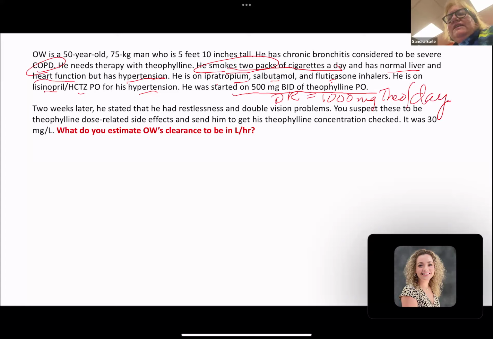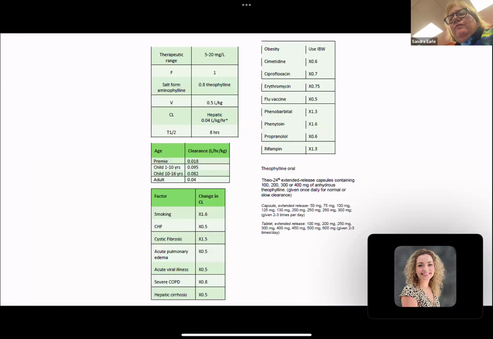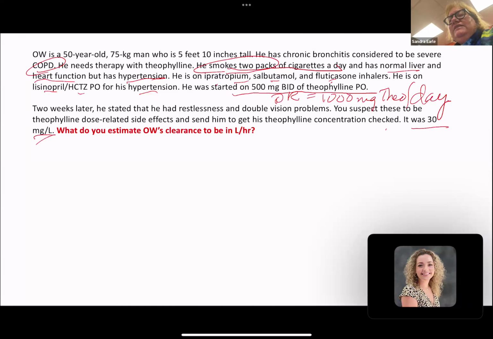Two weeks later, he stated that he has restlessness and double vision problems. So you suspect these to be theophylline dose-related side effects and send him to get his theophylline concentration checked. It was 30 milligrams per liter. So we know that the therapeutic range is 5 to 20, and he's at 30. So yes, this could be a case of theophylline-related side effects. So what's the clearance in OW?